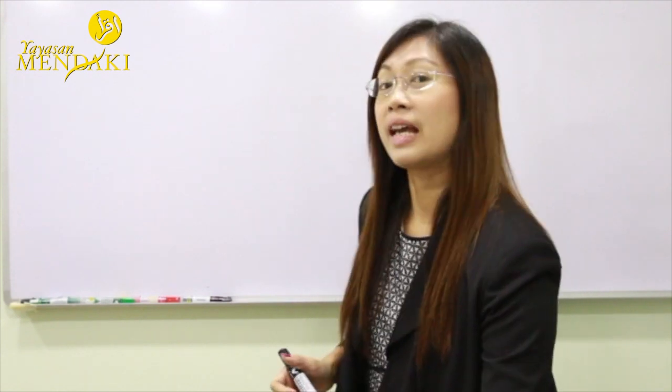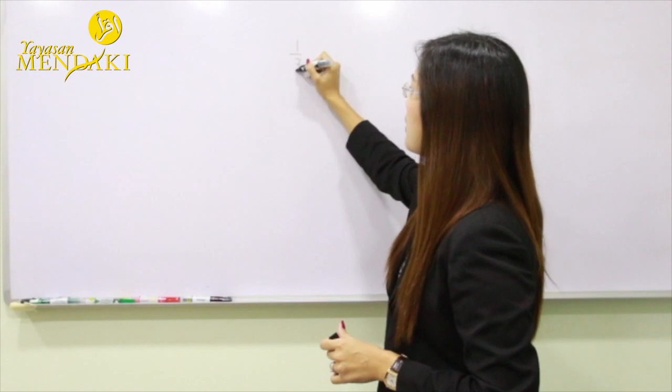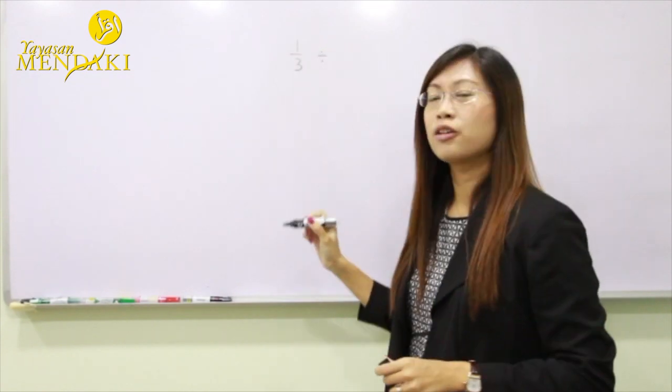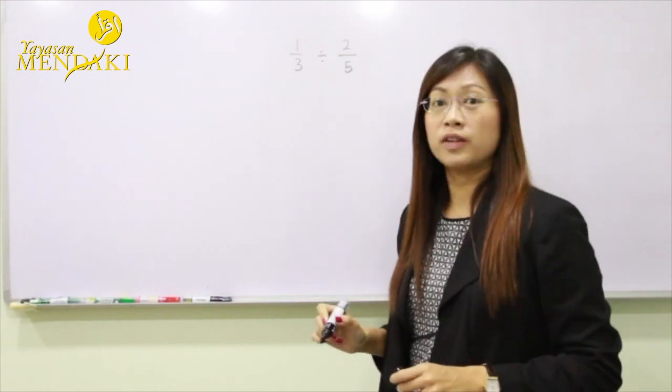Okay, and the last method that I'm going to share with everyone is the KCF method. So it sounds like KFC, but in fact KCF stands for keep, change and flip, which we're going to apply on the division of fractions. So how does this method work? Okay, let's take one example where we have 1/3 divided by 2/5.